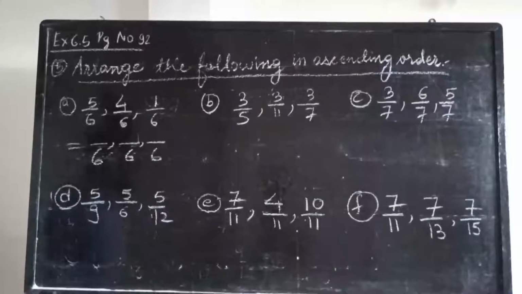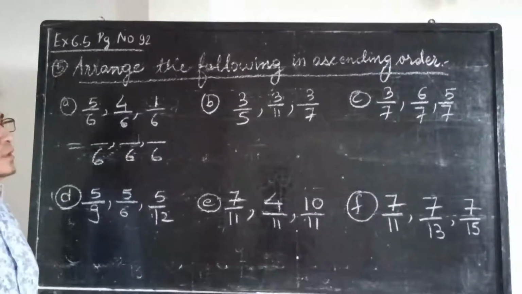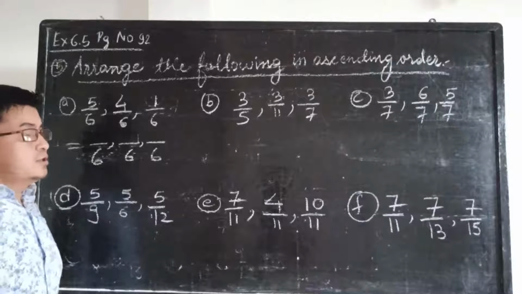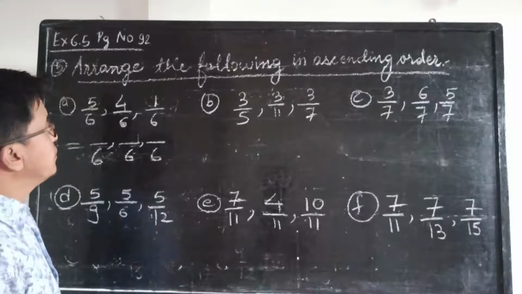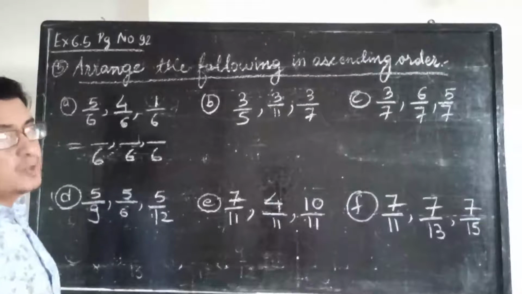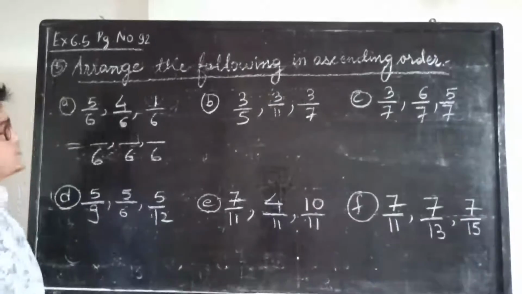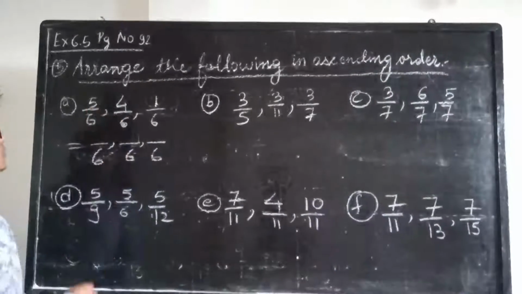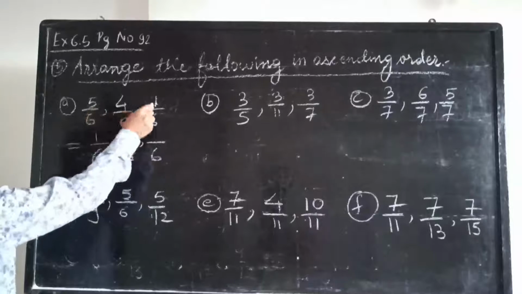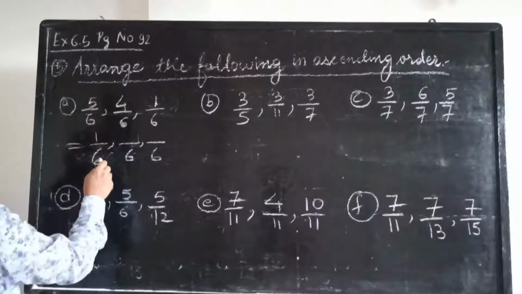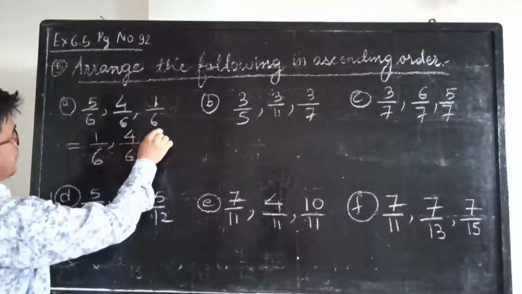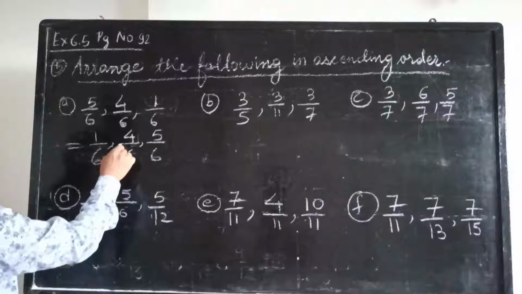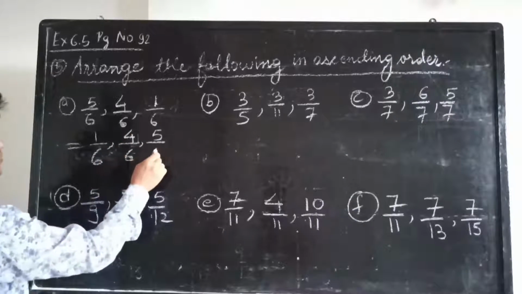Now when the denominators are same, the largest numerator will be the biggest and the smallest numerator will be the smallest. Now, ascending order means small to big. Now, 5, 4 and 1, which is smallest? 1. Now, 5 and 4, which is small? 4 and last one, 5. 1 upon 6, 4 upon 6 and 5 upon 6.